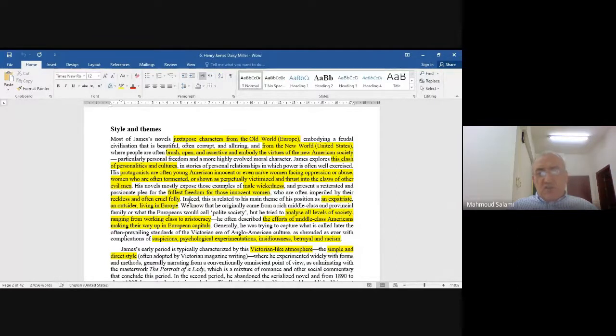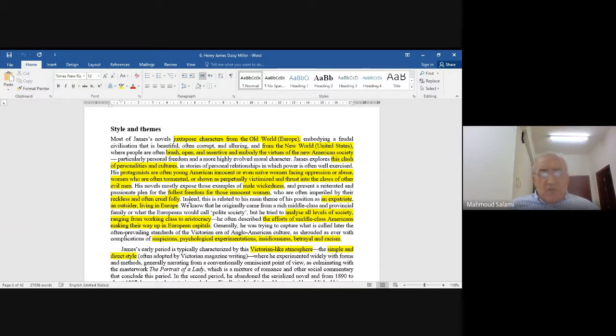This is related to his main theme, his position as an expatriate, an outsider, somebody who was living in Europe. James himself was an expatriate, an American living in Europe. So he is showing how his women are very innocent, and they come to Europe and are treated in a very bad way by men and so on.